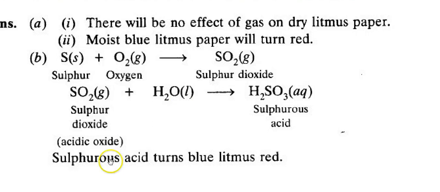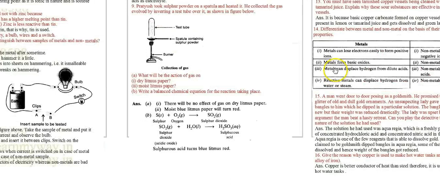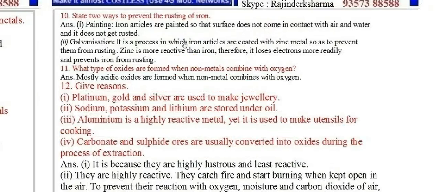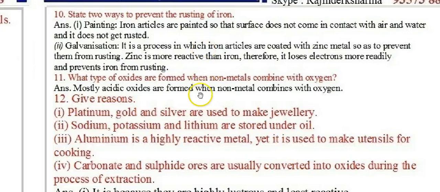Now remember, sulfurous acid is H2SO3 while sulfuric acid is H2SO4. So when you dissolve SO2 in water you get sulfurous acid, but when you dissolve SO3 then you will get only sulfuric acid. So the next question is 10. State two ways to prevent the rusting of iron.